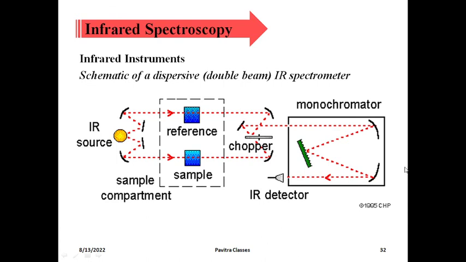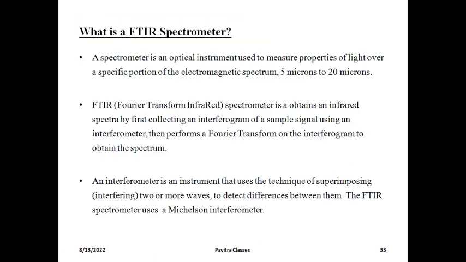Then the IR detector. It falls on this grating. This is the monochromator grating, the diffraction grating. Then it falls on the detector, and then the record analyzer. So this is the schematic representation of the IR spectrum.